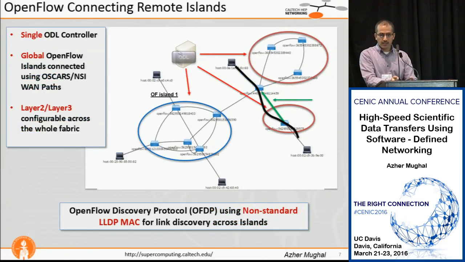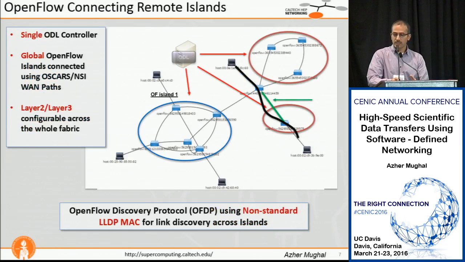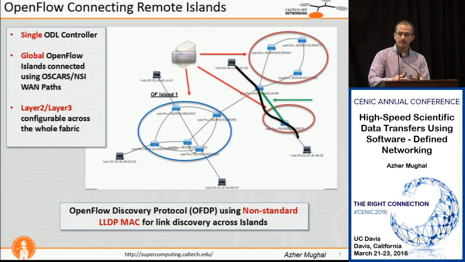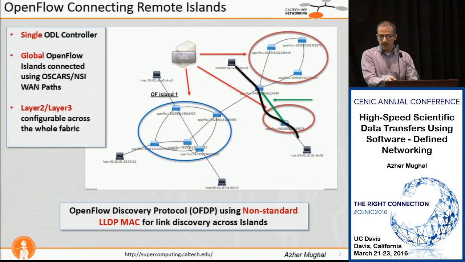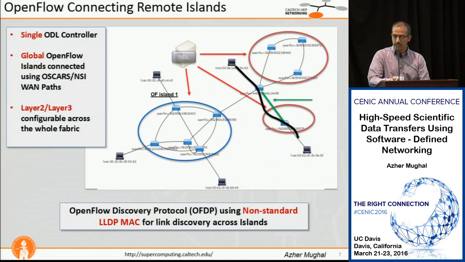When you move to the WAN environment, the challenge is how you see different remote islands or different domains stitched together. If those different islands are not stitched together, then a single SDN controller will not be able to create end-to-end paths. It will not be able to push the flows across the whole topology, across the whole network. So there comes the OpenFlow Discovery Protocol with a different kind of LLDP MAC address, and that helps in bridging and joining different islands together.